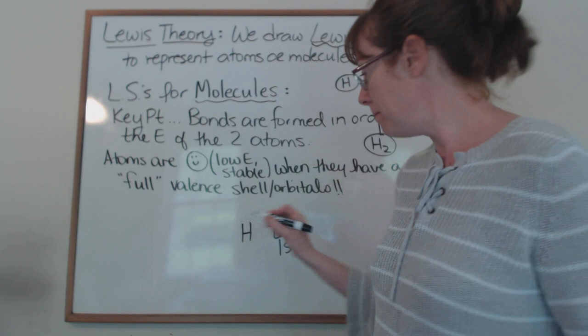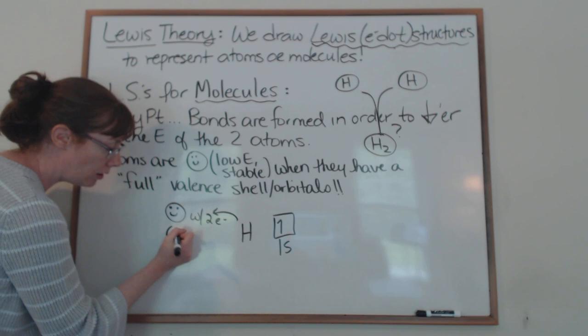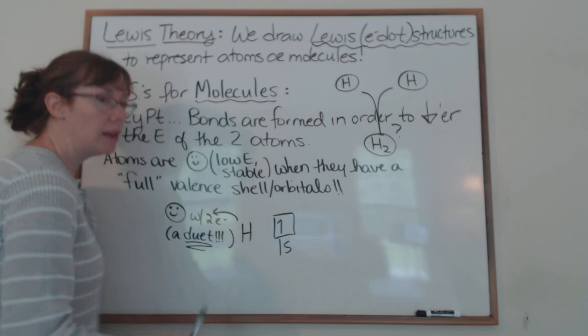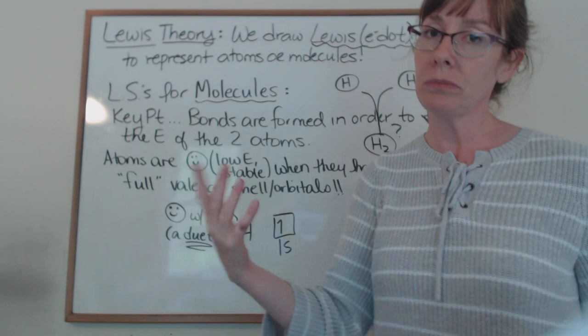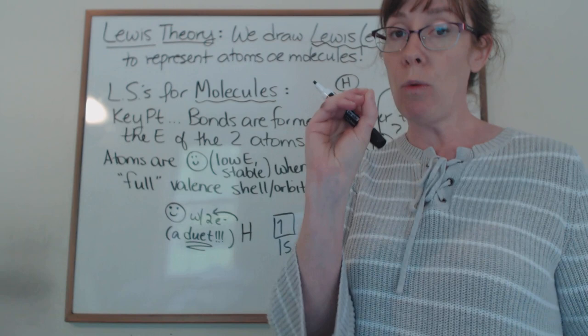So what we just discovered is that hydrogen is happy with 2 electrons, which, by the way, is called a duet. In chemistry, we call that a duet, the two that complete your valence shell. That's somewhat true for lithium, for instance, and beryllium. Those are happy also just by having that 1s orbital filled.